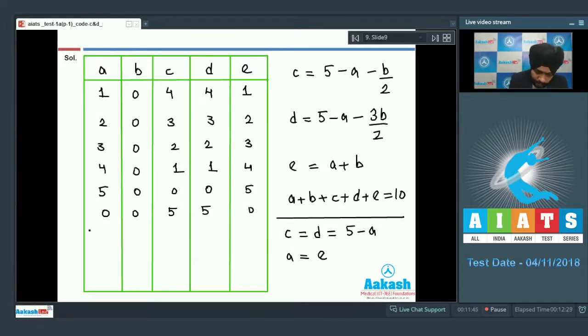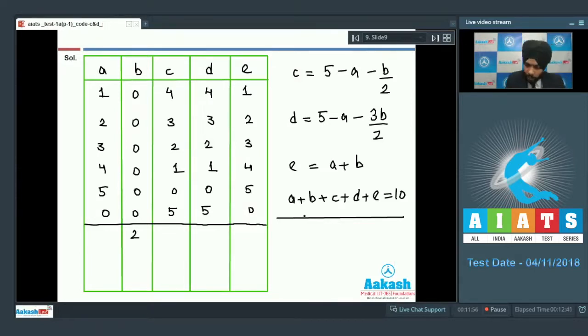Okay, so let us draw a small line here and write down the further possibilities. Let us put B equal to 2. So for B equal to 2, this relation will change. Let us write it again. For B equal to 2, C will be 4 minus A, D will be 2 minus A, and E will be A plus 2.